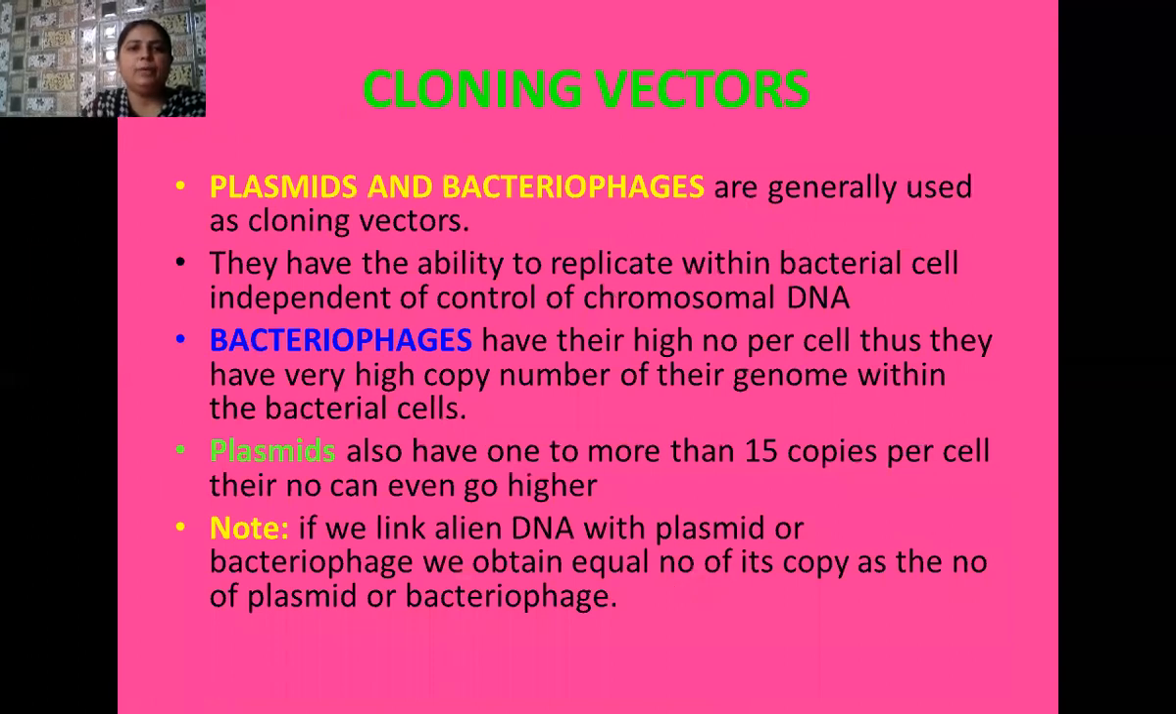Yes, student, here I am going to tell you the various types of cloning vectors that we generally use for making clones in the technique of recombinant DNA. First of all, we use plasmids or bacteriophages. I have already told you many times that plasmids are extra-chromosomal autonomous DNA present in the cytoplasm of the bacterial cell or any prokaryotic cell.